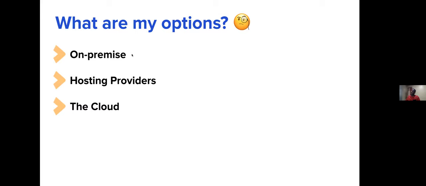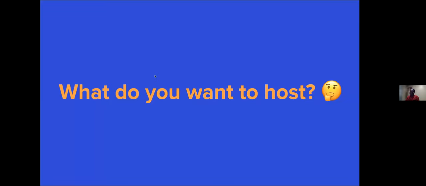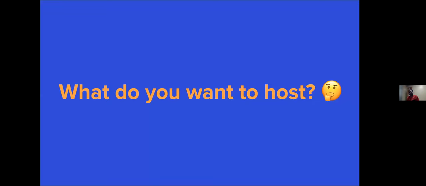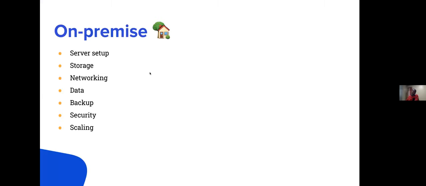So to begin with, the first option is on-premise. It usually depends on what you want to host. Is it a static website? Is it a dynamic website? This is where you decide if you want to go with on-premise, cloud, or hosting providers, okay? So basically on-premise, you're going to have to buy the actual servers. A server is basically just a computer which is connected to the internet and is always on and available, up and running all the time, so that people can access the website or the web application whenever they need to.